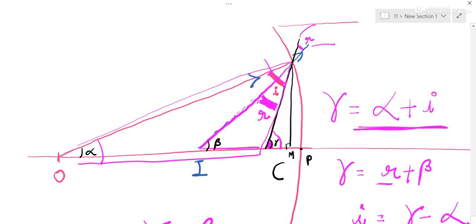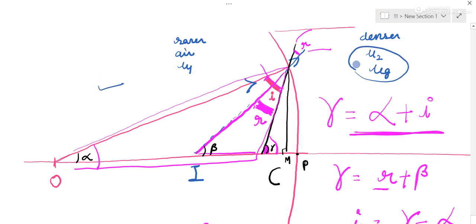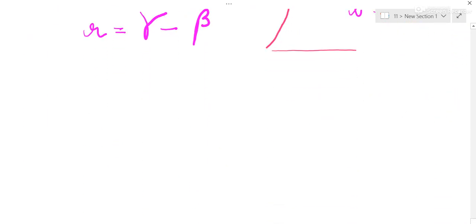Now let us do other things. You were going from rarer to denser. Rarer is air. Air is mu 1. You are going to mu 2, which is mu glass. So your law will be sin I by sin R is equal to mu 2 by mu 1. Okay. So use Snell's law and do the topic.